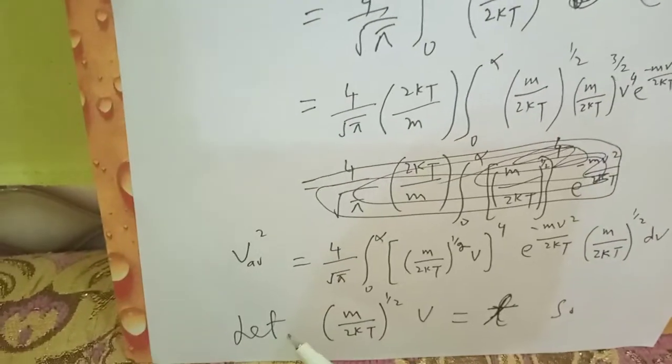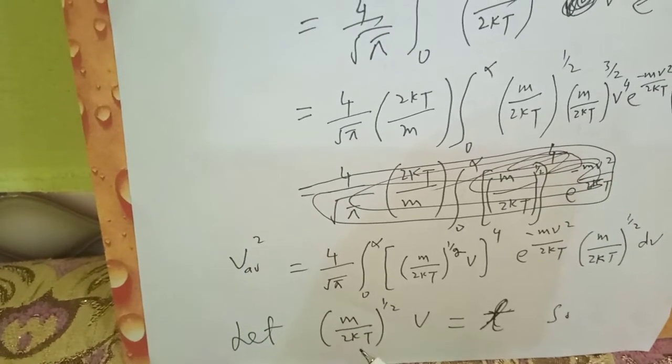Now the average of v squared will be equal to 4 over root pi, and this will become v to the power 4. If I add this, this value also becomes v to the power 4. So I have combined this into a single term: (m over 2kT) to the power half and v to the power 4, and e to the power minus m v squared over 2kT, and this term is again coming into its own place. Now I assume that (m over 2kT) to the power half times v is equal to t.